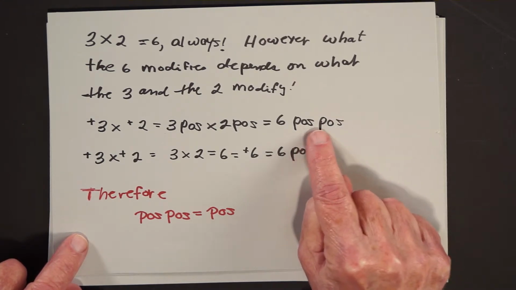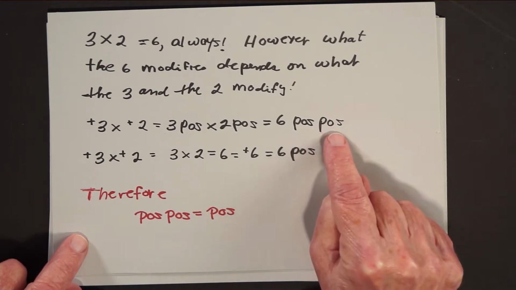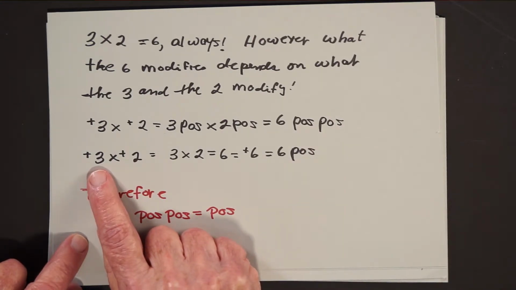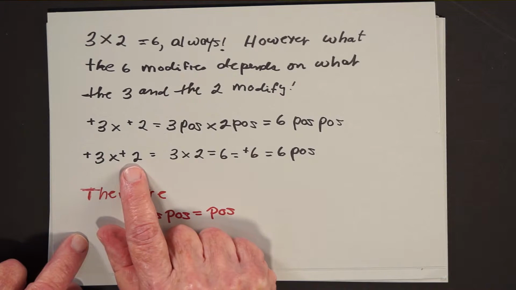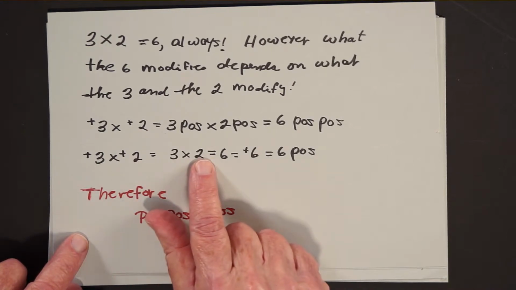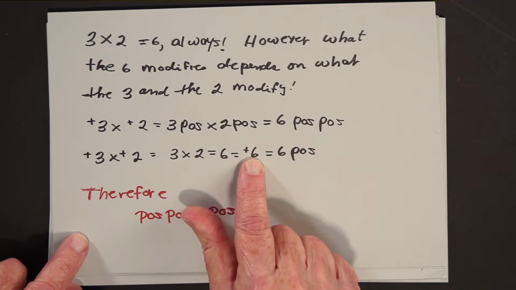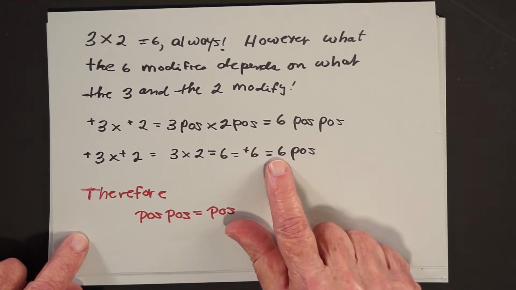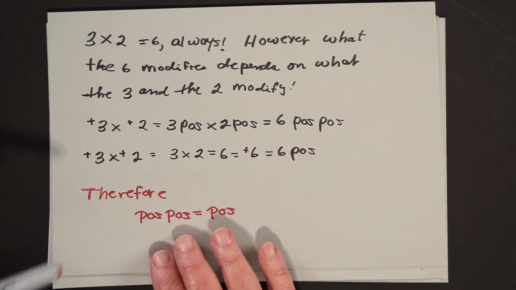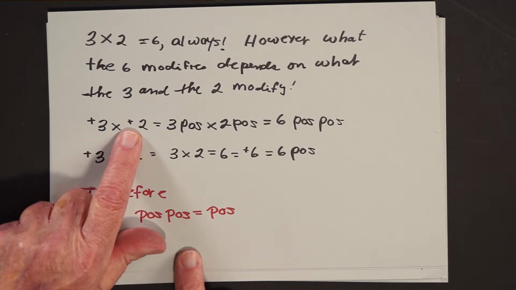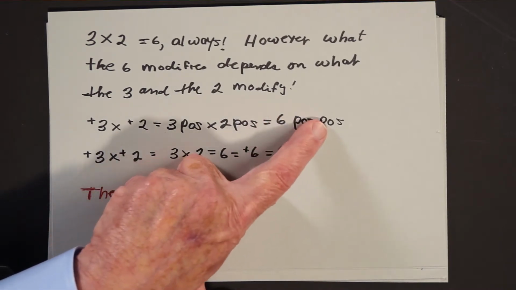Well, there's only 2 possibilities. Pos pos has to either be positive or negative. Let's see what happens. On the other hand, we know that positive 3 times positive 2 is the same as 3 times 2, which is 6. 6 is the same as positive 6. And positive 6 can be written as 6 pos. So in other words, we have 2 different ways of representing positive 3 times positive 2. One is 6 pos pos.